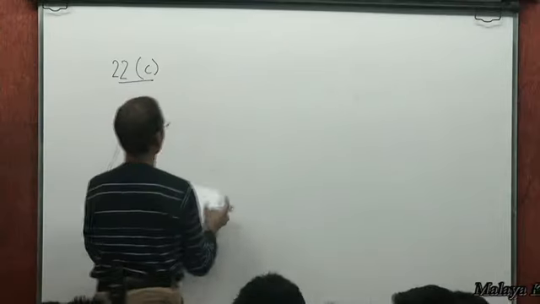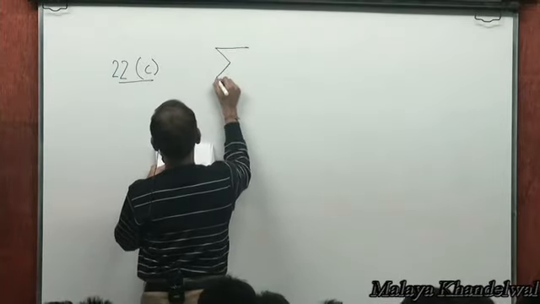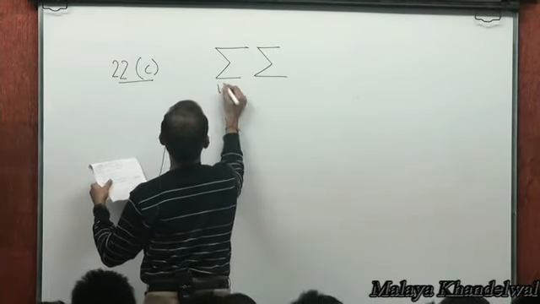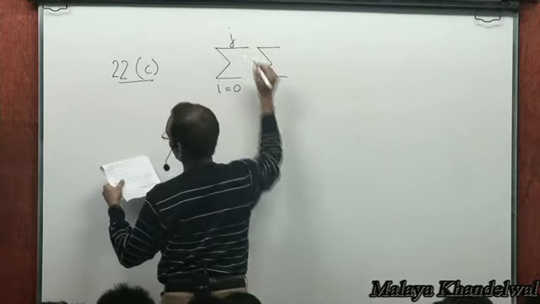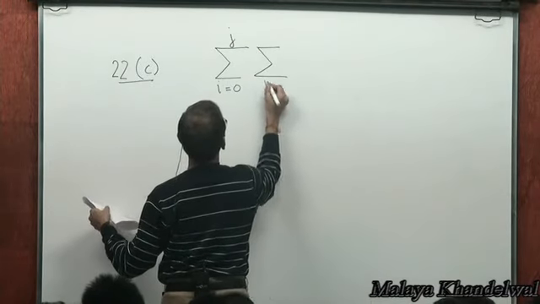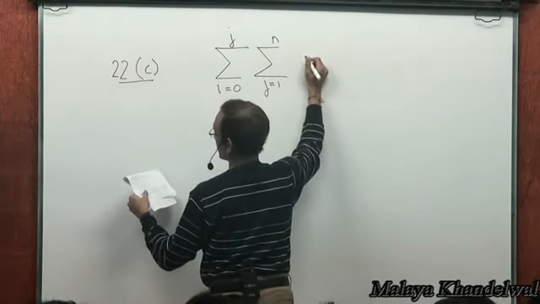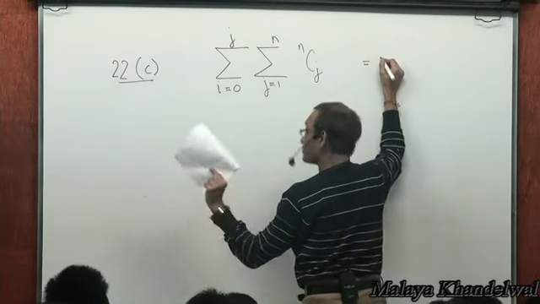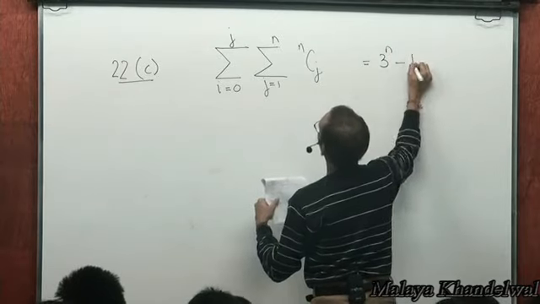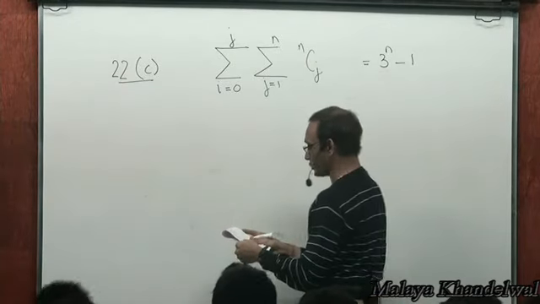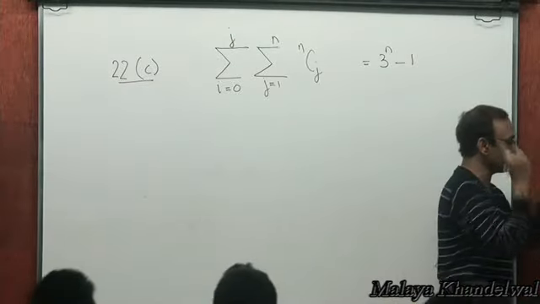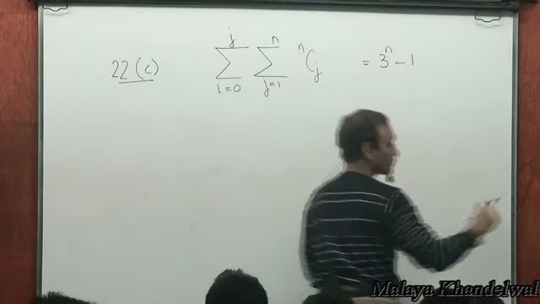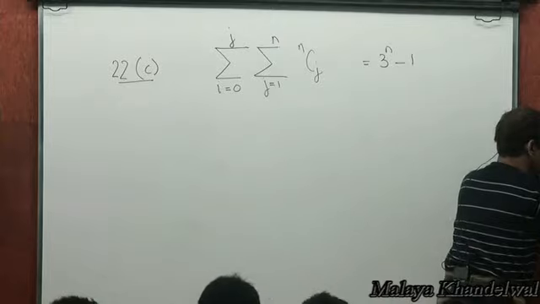22c. Slightly different notation. Summation of i equal to 0 to j and j equal to 1 to n, nCj times jCi. We want to show this is 3 to the power n minus 1. This is what we want to establish, right?